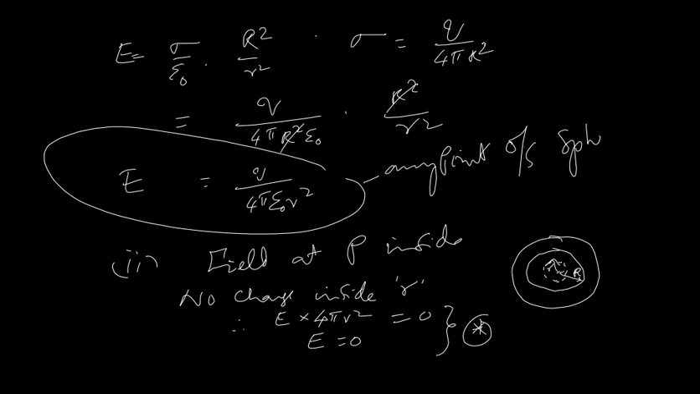The next part is inside the sphere, the field at a point P inside. There is no charge enclosed inside, because the charge is everywhere on the surface only; there is nothing, no charge here. The charges are on this surface, and therefore E into 4 pi r square is, by the Gauss law, the total charge enclosed, which is 0. Hence E is equal to 0 inside.